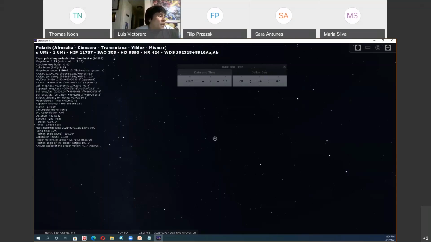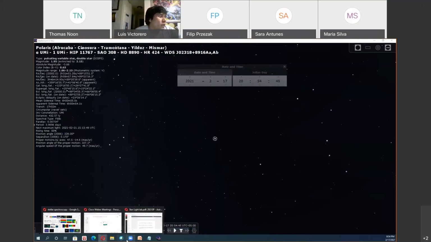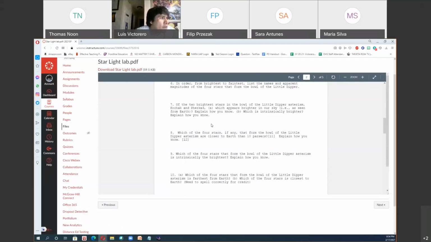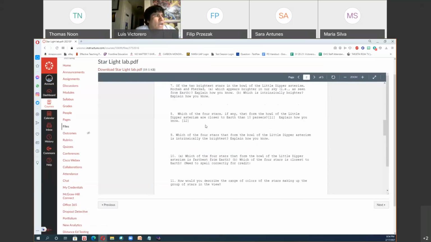And we will take that into consideration when they ask you here, which of the, so you will look at the stars of the whole Little Dipper, and you will answer these questions. And then you will explain which stars are closer than 10 parsecs. To know that, you need to look at the difference between the apparent and absolute magnitude. Okay? So you have to compute that.